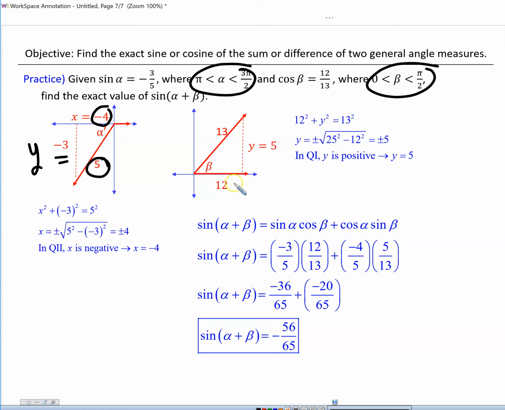And so cosine, adjacent over hypotenuse, is your 12 and 13, and this is a 5, 12, 13 triangle. This shows the Pythagorean theorem, but again, they're both Pythagorean triples, so the better you know those, the easier the math here becomes. Then we use our identity, plug in our values, do the multiplication. In this case, we're adding two negatives together, and we should get negative 56 over 65.